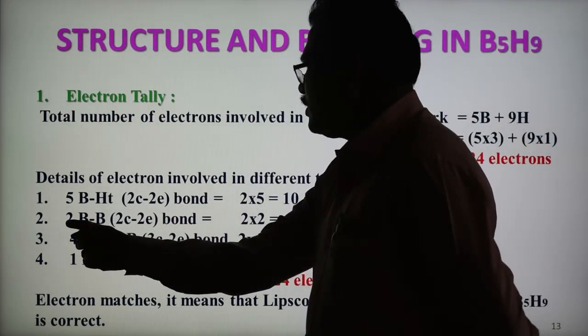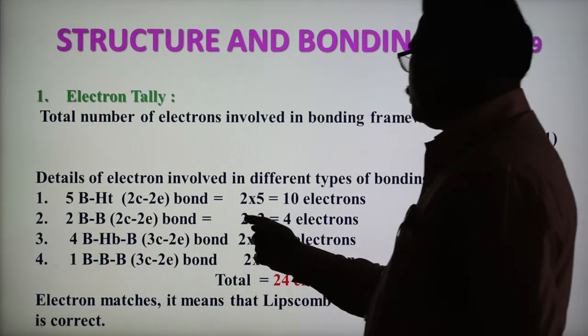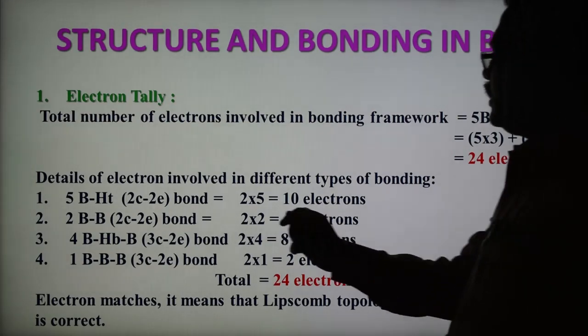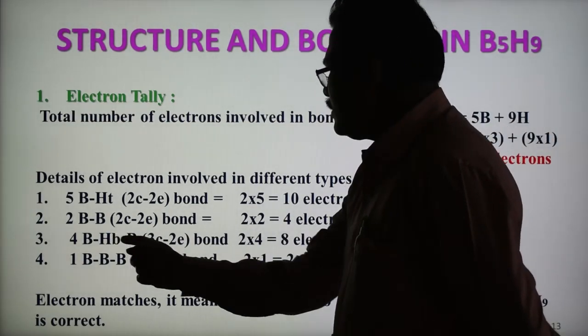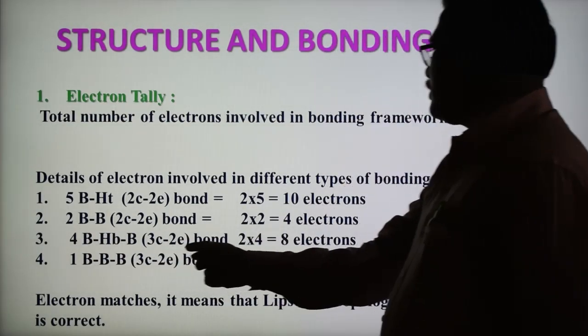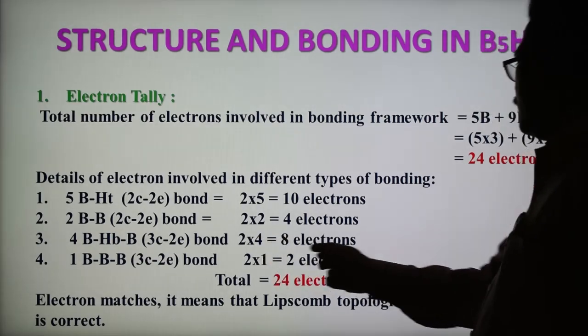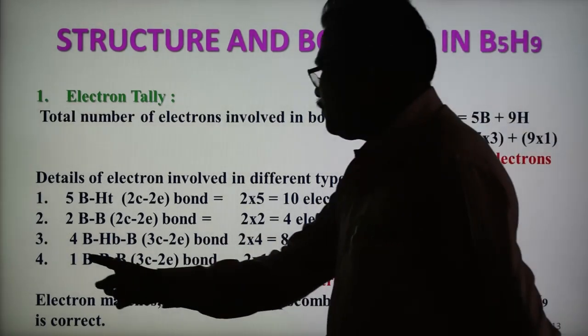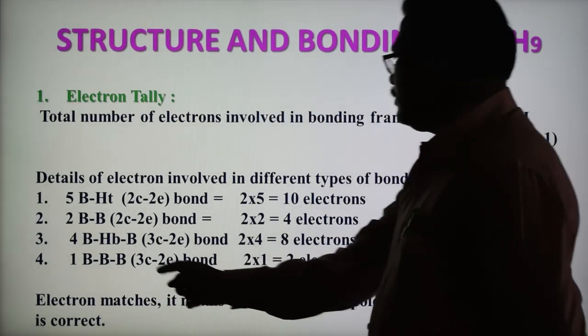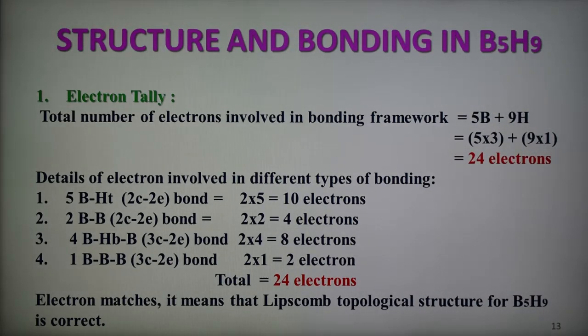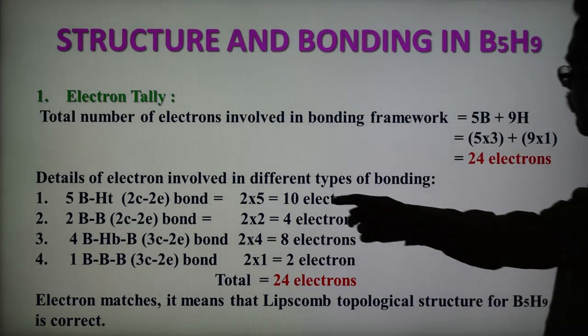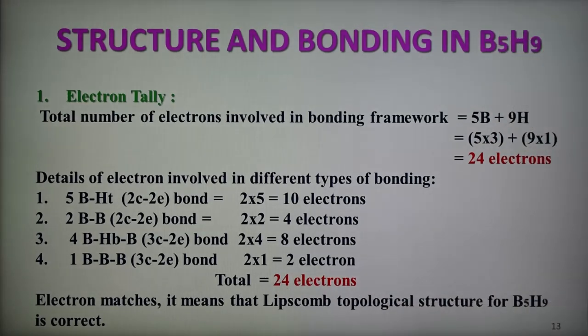There are 2 boron-boron bonds, which are 2 center 2 electron bonds, so 2 into 2, 4 electrons. There are boron hydrogen bridge bonds, 4 bonds of 3 center 2 electron type, so 2 into 4, 8 electrons. There is one boron 3 center 2 electron bond, 2 into 1, 2 electrons. Now adding all these, the total is 24 electrons.